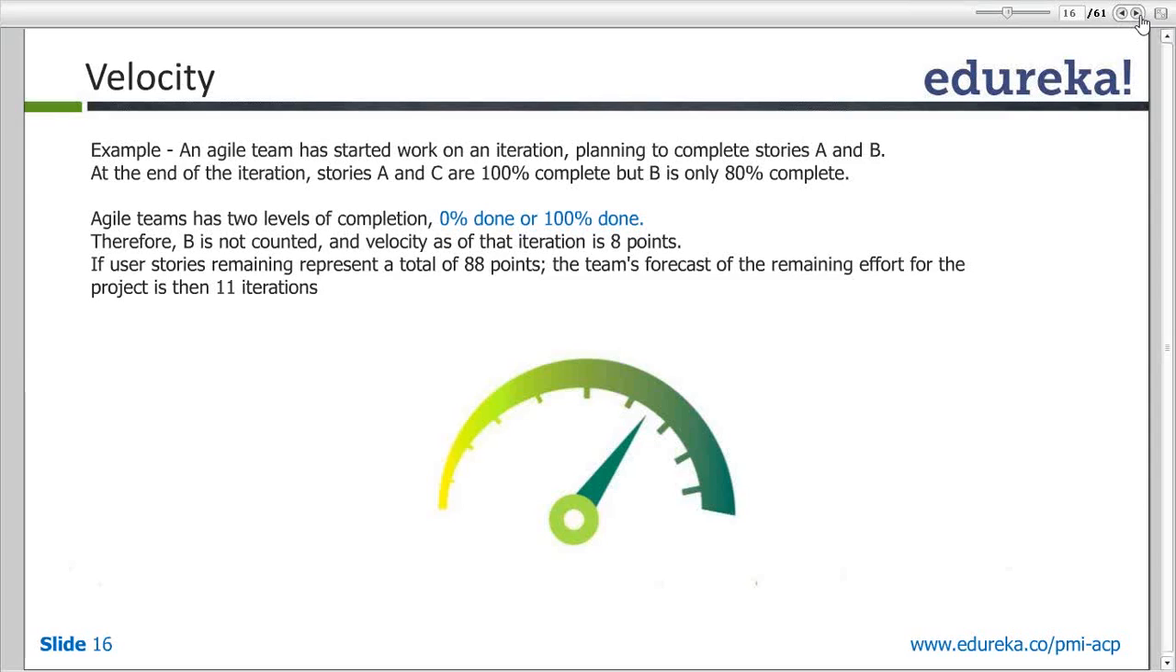Now the velocity of that iteration was 8. Probably the sum of A and C was 8, 4 plus 4, 3 plus 5, something of that sort. So if the user stories remaining represent a total of 88 points, that means I would need a further 11 iterations to complete my 88 story points. Got it?